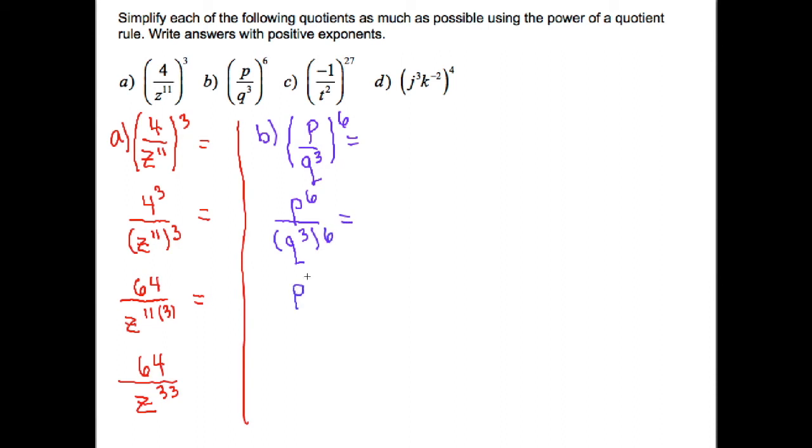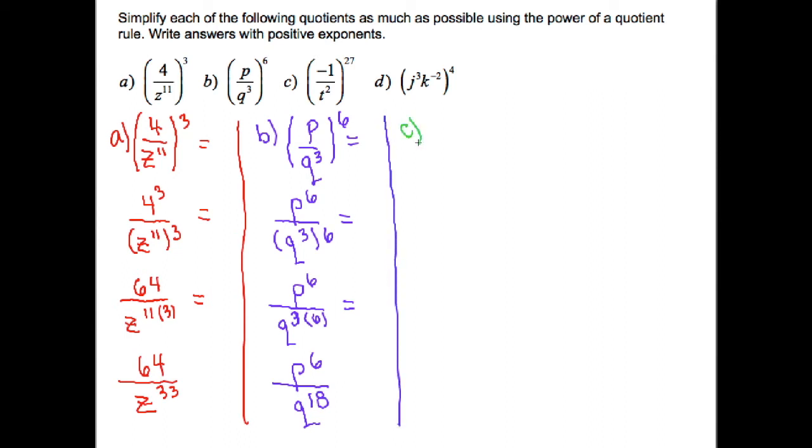So I'll rewrite p to the sixth, but in the denominator again, because I have an exponent raised to an exponent, I'll go ahead and multiply those exponents. I have 3 times 6. So in the numerator, this leaves p to the 6th, and in the denominator we have q to the 18th.